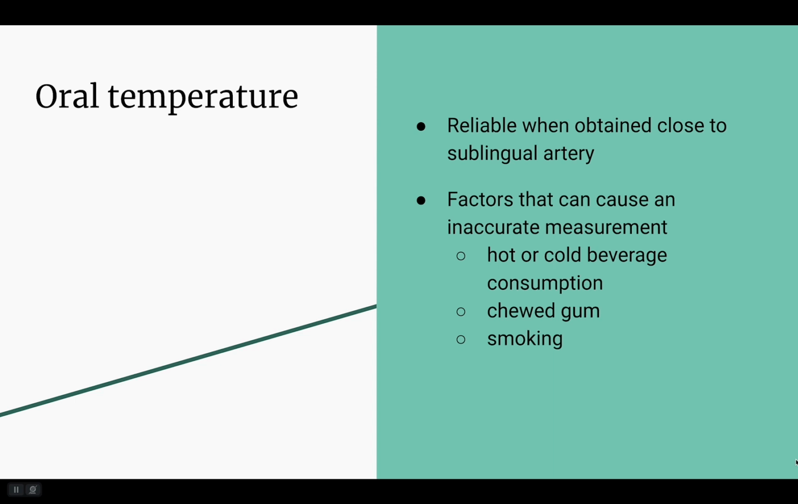Some factors can cause an inaccurate measurement using the oral route. For example, if the patient recently consumed a hot or cold food or beverage, chewed gum, or smoked prior to measurement, a falsely elevated or decreased reading may be obtained. Oral temperature should be taken 15 to 25 minutes following consumption of a hot or cold beverage or food, or 5 minutes after chewing gum or smoking.